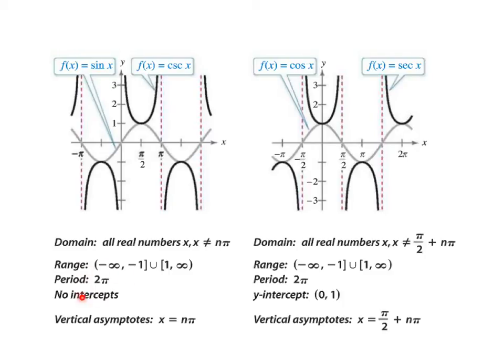Okay, it still has the same period of 2 pi. It does not have any x-intercepts. It does have vertical asymptotes on every pi.